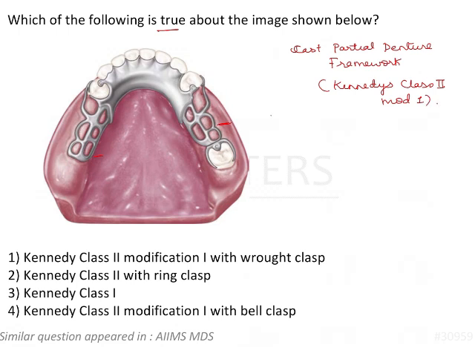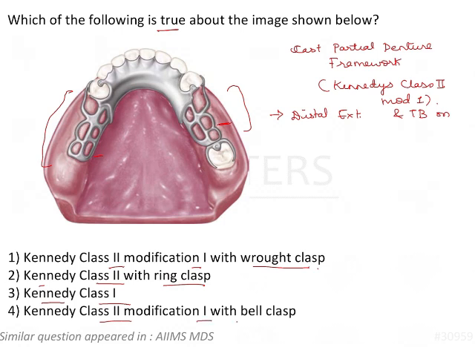Why is it important for us to know? Because the direct retainer used for distal extension are different as compared to tooth bound area. So this is a distal extension case on one side and tooth bound on the other side. Okay, this is the distal extension, this is the tooth bound edentulous area. This is Kennedy's class 2 modification 1 with rod clasp. Kennedy's class 2 with ring clasp. Kennedy's class 1, okay. Kennedy's class 2 modification with bell clasp.